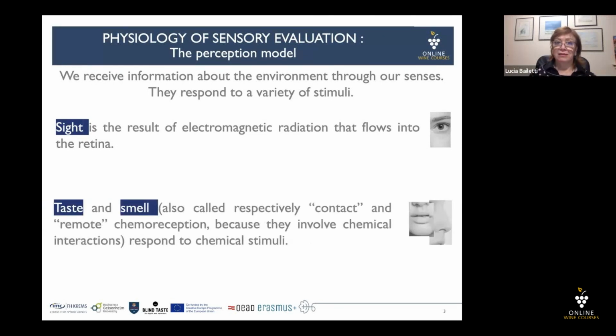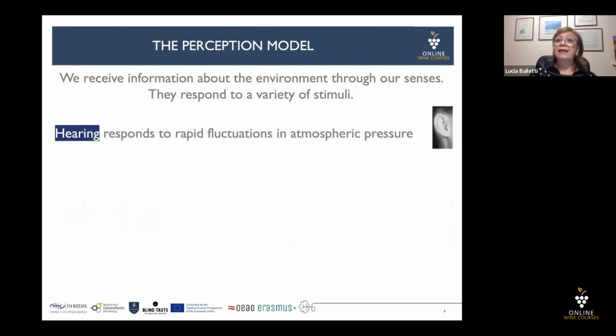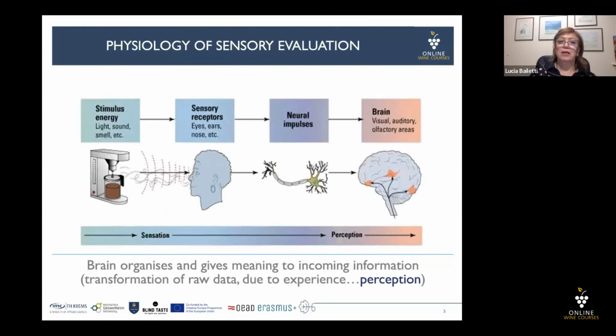Taste and smell, also called respectively contact and remote chemoreception because they involve chemical interaction, respond to chemical stimuli. Hearing responds to rapid fluctuations in atmospheric pressure. Pressure due to physical contact with an object stimulates the sense of touch.